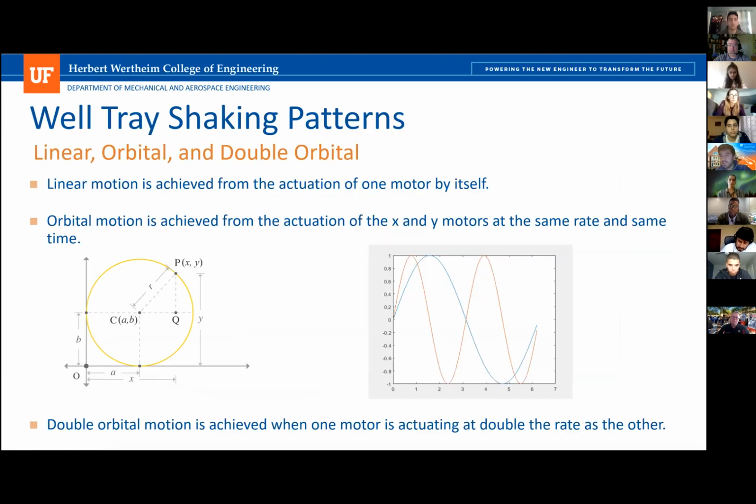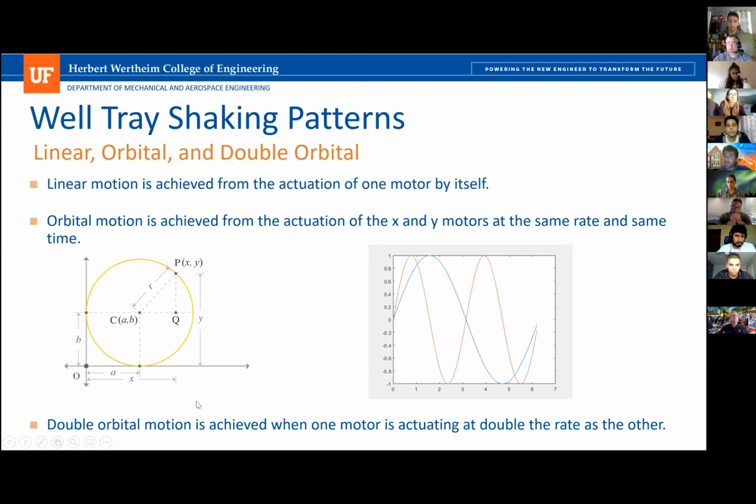The way that we can achieve all three shaking patterns: linear motion is achieved just by the actuation of one motor by itself. So either on the x-axis or y-axis, the well tray will be moving back and forth in a linear fashion. Orbital motion will be achieved when we have both motors actuating at the exact same time and at the exact same rate. That's illustrated here on this graph on the left. When we have equal displacements in the x and y axes, then it will form that orbital pattern, also with the actuation forward and back.